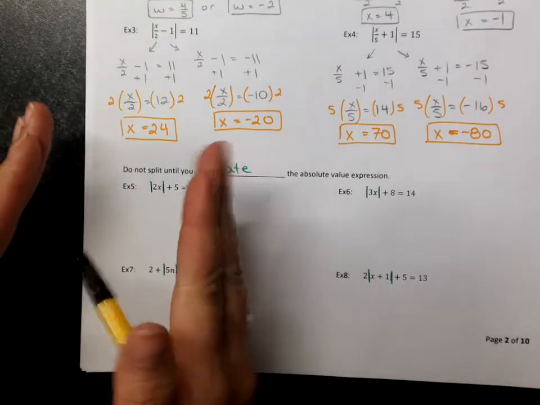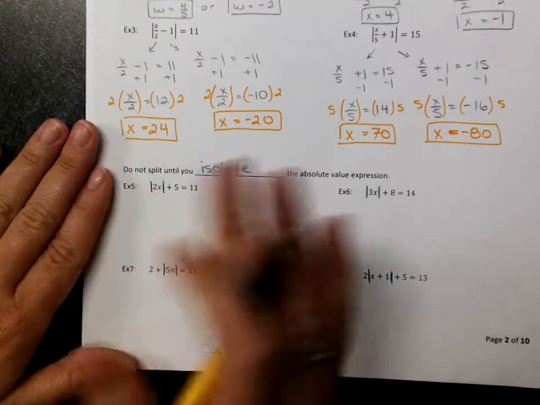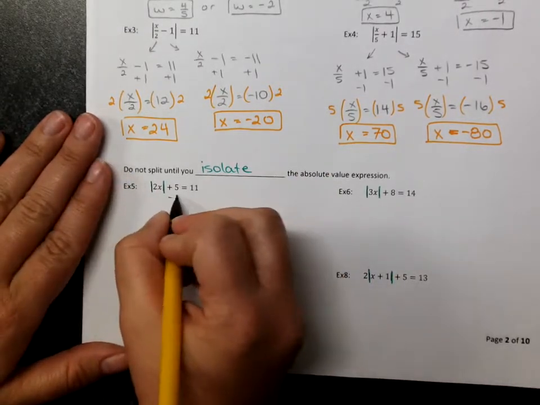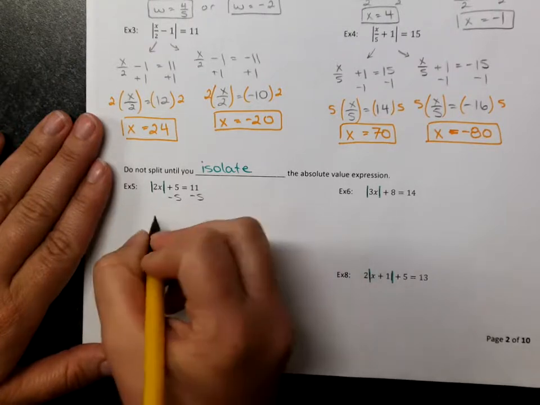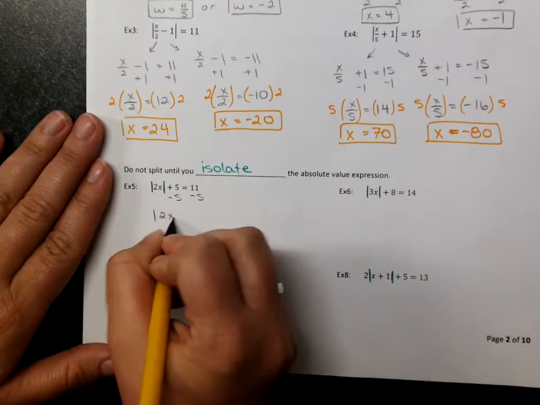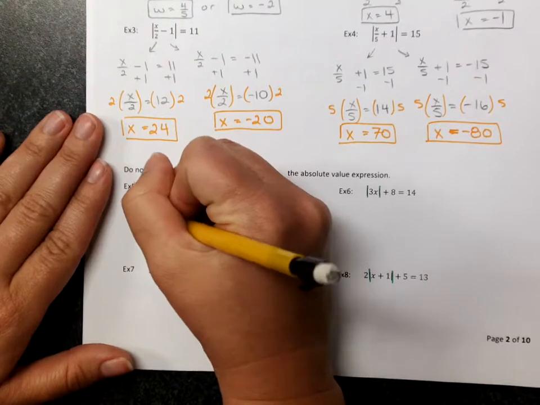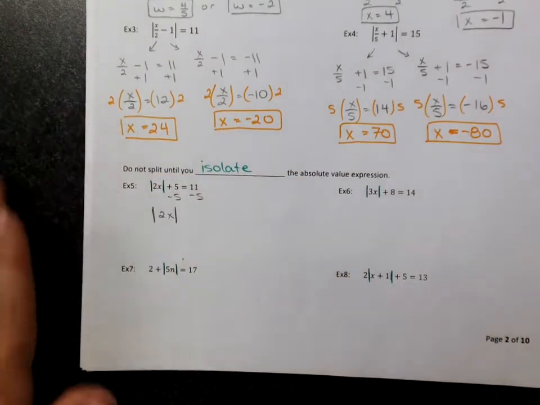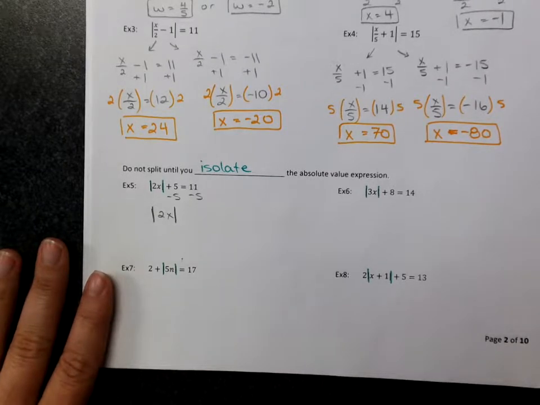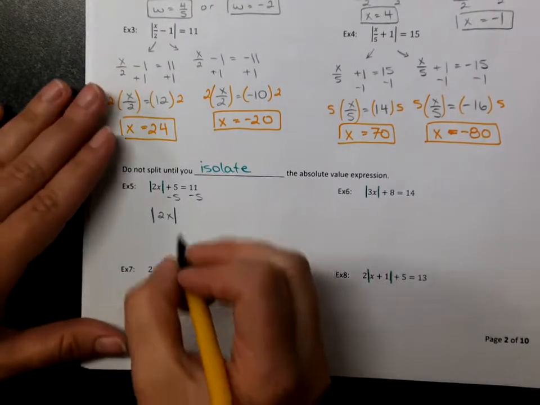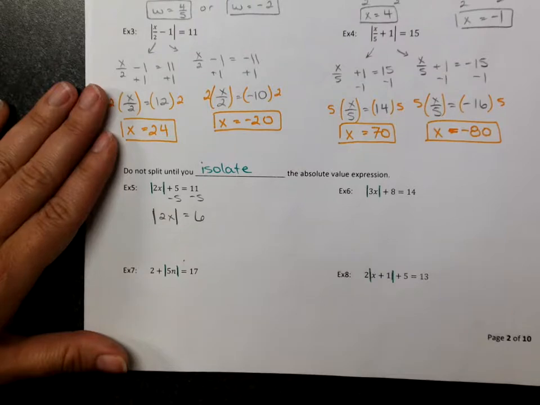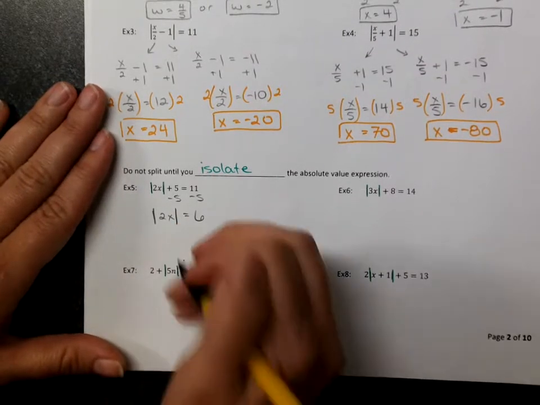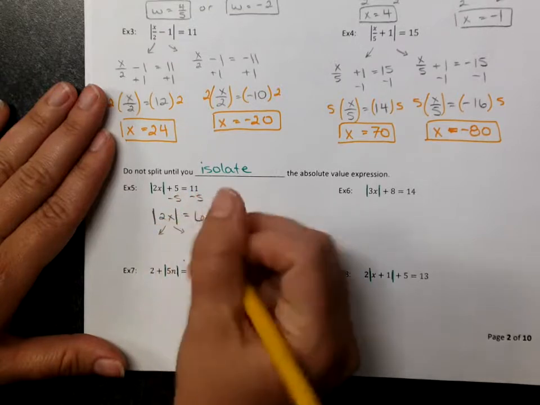So on example 5, you have the absolute value of 2x. That part's in absolute value bars. Then the plus 5 is not in the bars, and the equation equals 11. So before I split this, I'm going to move that 5. So the absolute value of 2x. And when you write absolute value bars, make them very distinct, not parentheses, not brackets, not the number 1. Make it very clear so you can see it. Equals 6. Once you have the absolute value expression isolated, then you split.